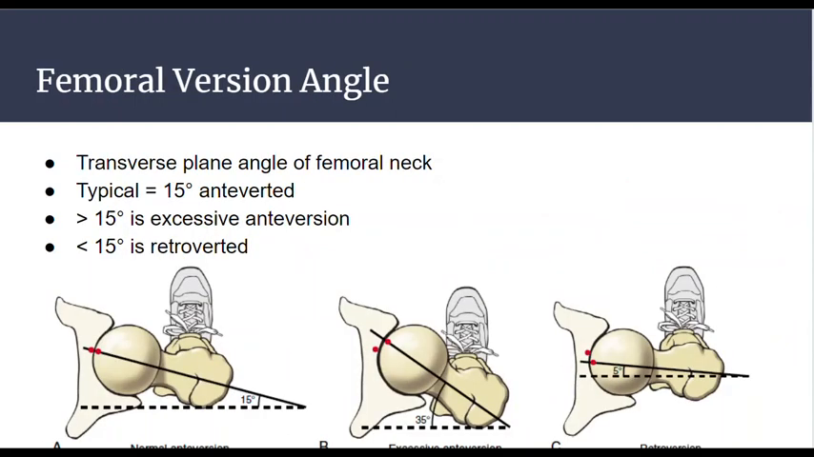Okay, and now we're going to switch gears and we're looking in the transverse plane or horizontal plane. So we're looking down the leg. So it's a longitudinal axis. And you have a typical anteversion, so kind of going from the horizontal plane forward of about 15 degrees. If you're greater than 15 degrees, that is an excessive anteversion. And if you're less than 15 degrees, so it's more posterior, that is retroverted.